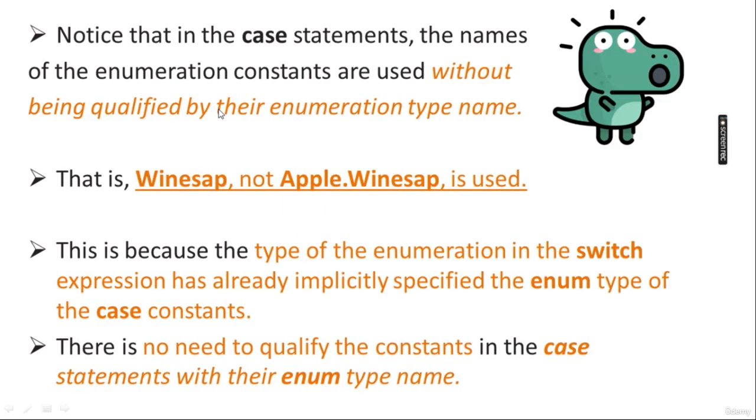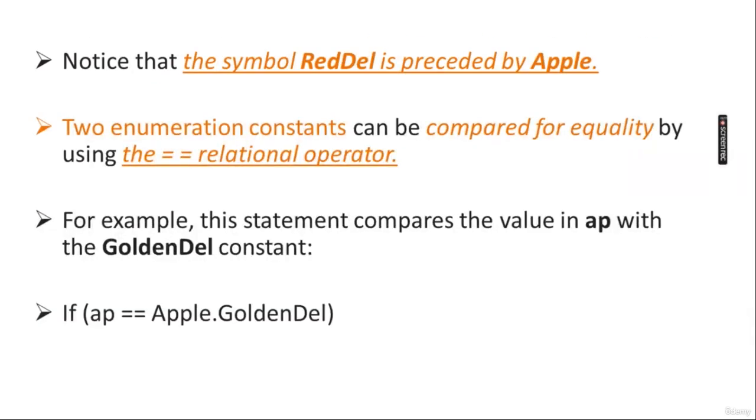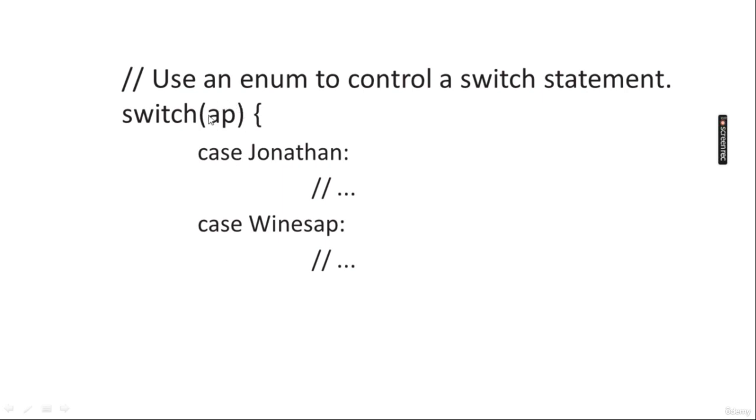In the case statements, the names of the enumeration constants are used without being qualified by their enumeration type name. So you can directly give it as a constant. Winesap, not Apple.Winesap, is used because it already knows that you are checking for enumeration constant equality. In the if statement we saw, if AP is equal to Apple.GoldenDel, you have to use the enumeration Apple and dot. But in switch case, you are passing AP.